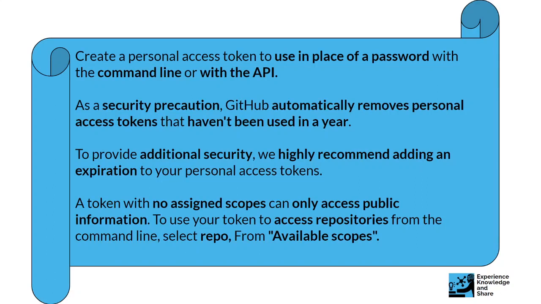Okay, and also on GitHub, if you do not use a token for more than a year, GitHub will automatically remove this personal access token. And to provide additional security, it is highly recommended to add an expiry date or expiration when you are creating the personal token. A token with no assigned scope can only access public information. Whenever we are working with repositories, at that time we have to select repo in the available scopes.